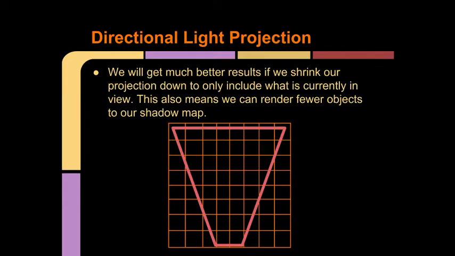One thing we can do to increase the quality, instead of increasing the size of our shadow map resolution, is to shrink the area that we are rendering to the shadow map. We will not need shadow information for areas of the world that are not currently in view. So instead of building our projection matrix around the entire world, we will build it around the currently viewable area.